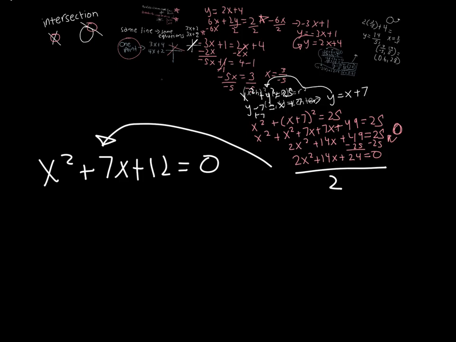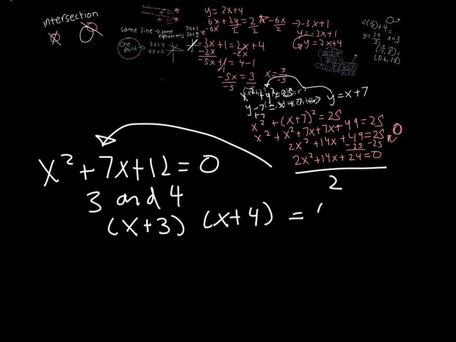And then you merely just factor. So what two numbers multiply to 12 and add to 7? Well, it will be 3 and 4. So what you can do here is change this to (x plus 3)(x plus 4). So these are your two answers. But remember, it's equal to 0.